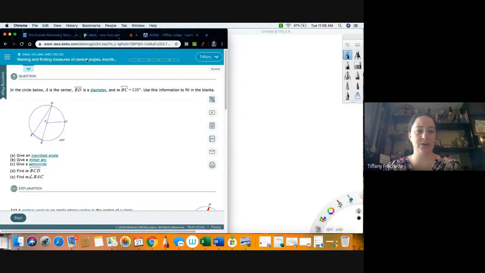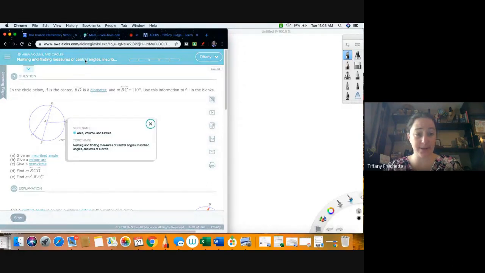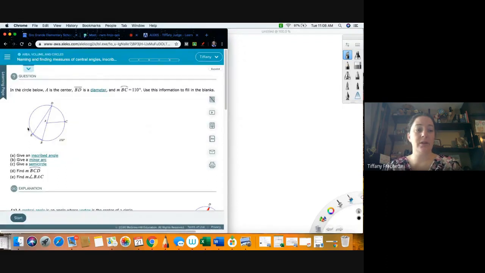Naming and finding measures of central angles, inscribed angles, and arcs of a circle. So in this topic, we're given a diagram of a circle below with some pieces in here, and we need to know what certain pieces mean.